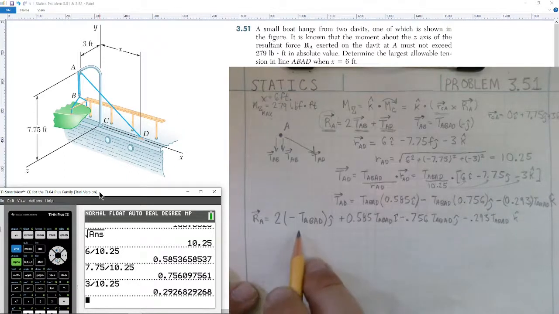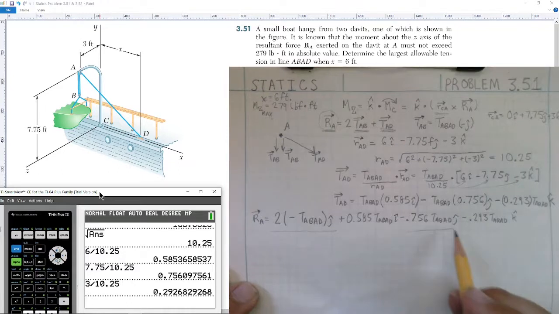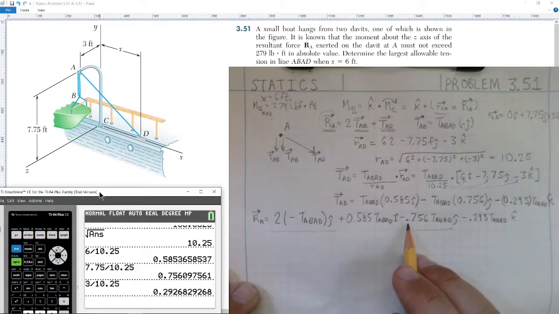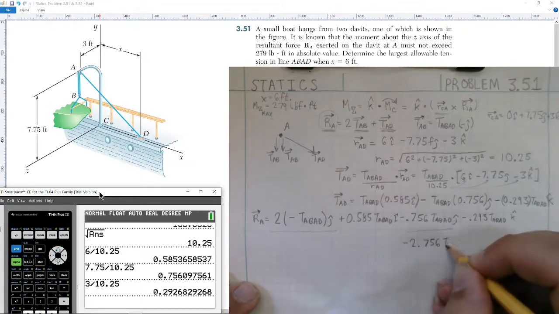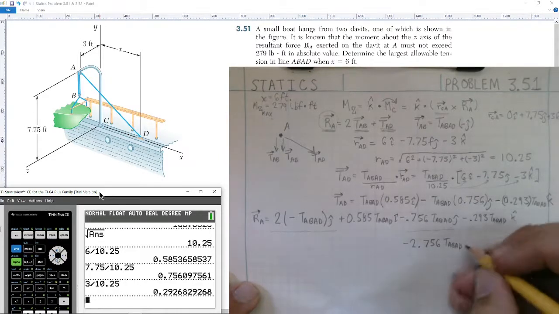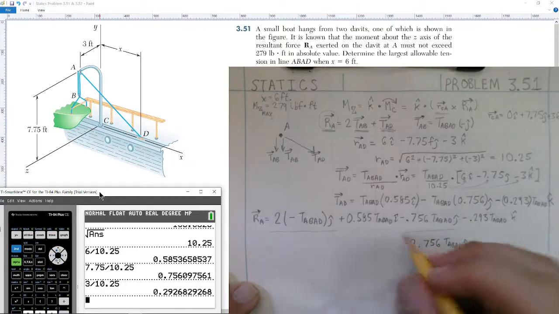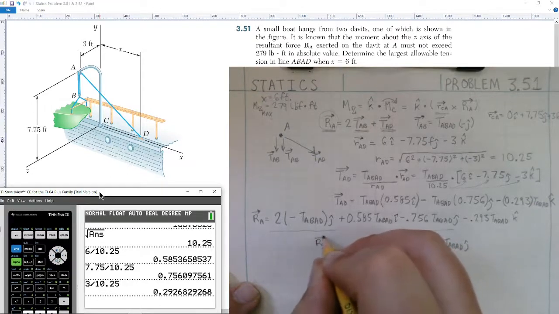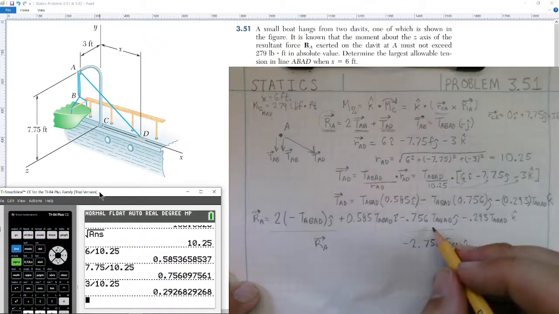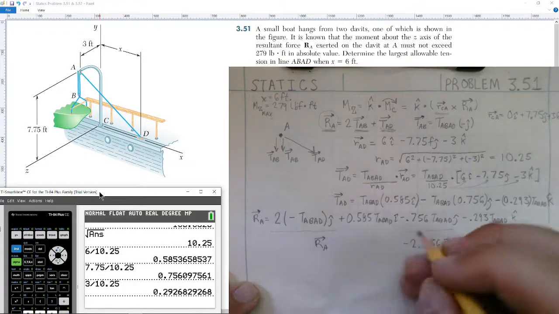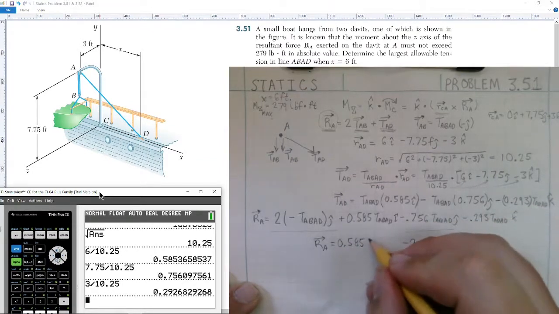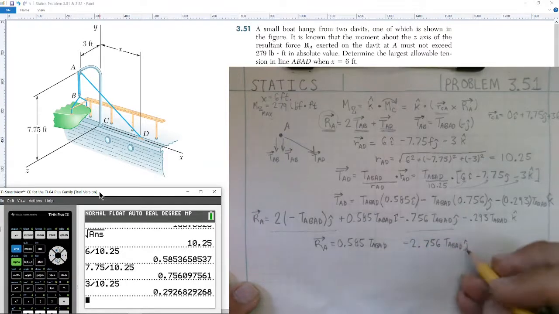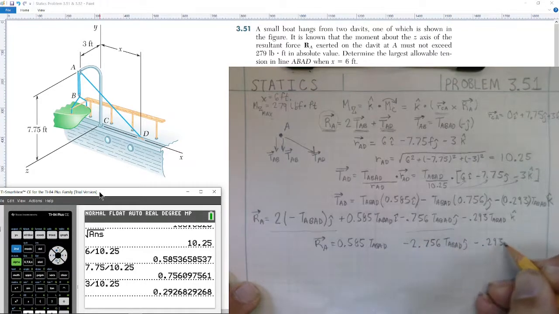So now we can finally combine these two vectors, our j hat components here and here. So we'd have negative 2 minus 0.756. This would give us a value of negative 2.756 tension AB, AD in the j hat direction. Our other two components will be the same. So resultant at A, i hat and k hat are not affected. This is only the j hat components added together. So this would be equal to 0.585 tension AB, AD, and then minus 0.293 tension AB, AD in the k hat.